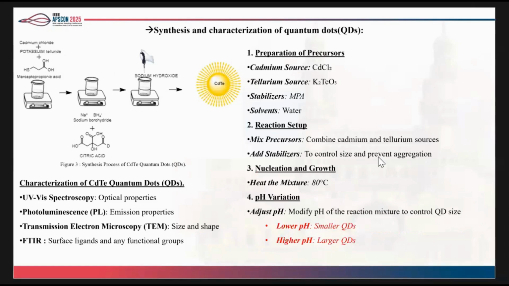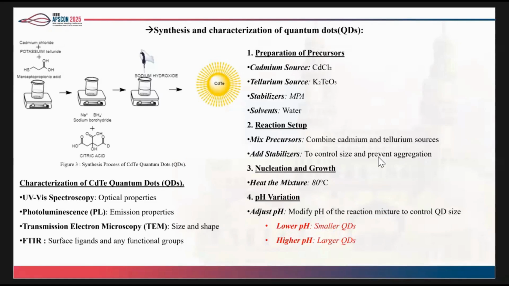To start with, we began with the synthesis of quantum dots. Here I have used CdTe quantum dots. I have taken cadmium chloride along with MPA, which is a capping agent. I have used MPA because cadmium has a tendency to undergo oxidation in solution. So MPA shields the cadmium so that it does not undergo oxidation and is water soluble.